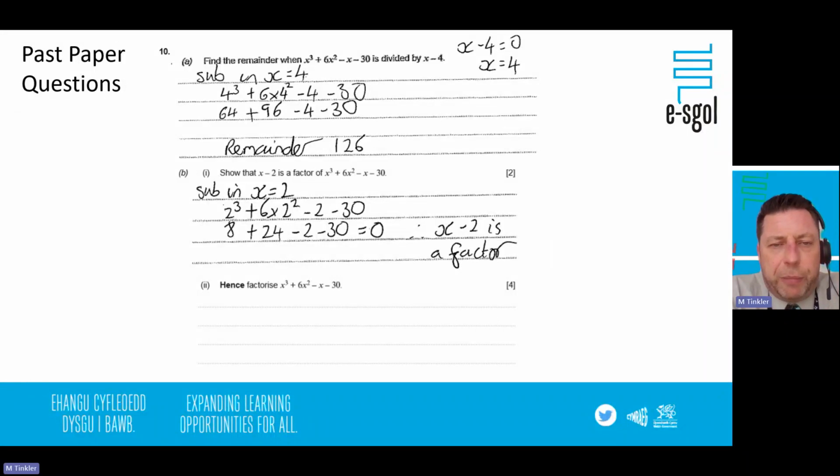Set up your first bracket of x minus 2, then your second bracket alongside a little bit wider, so you can have room for an x squared term, an x term, and a number term.